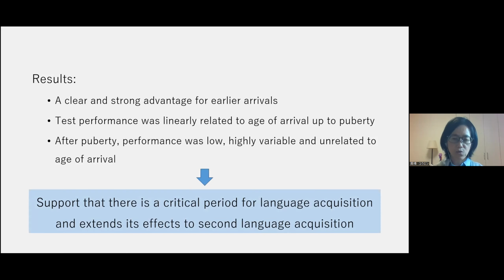So they concluded that their research findings supported that there is a critical period for language acquisition, and it's the same effect. The critical period applies to second language acquisition because there is a clear-cut point at which the level of performance dropped and the age effect disappeared.